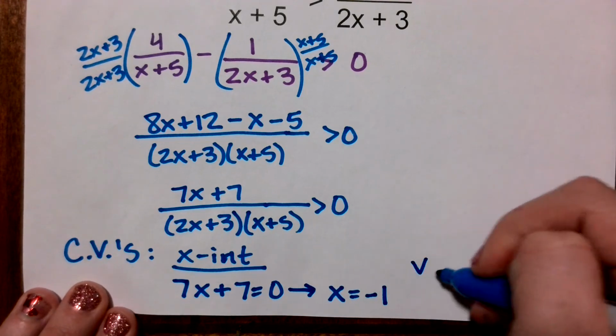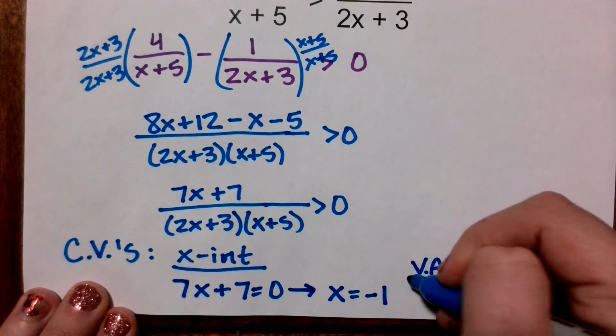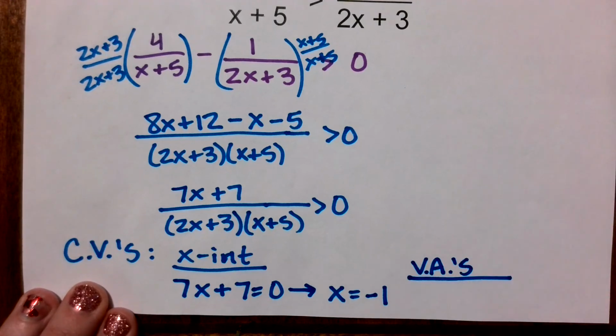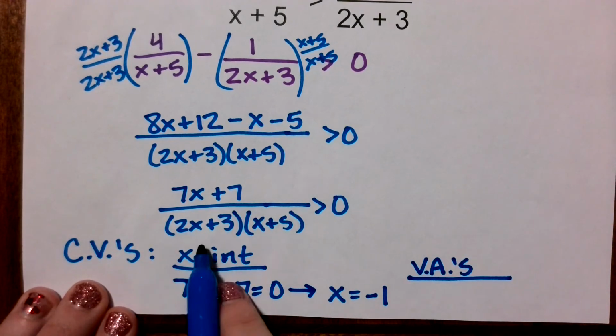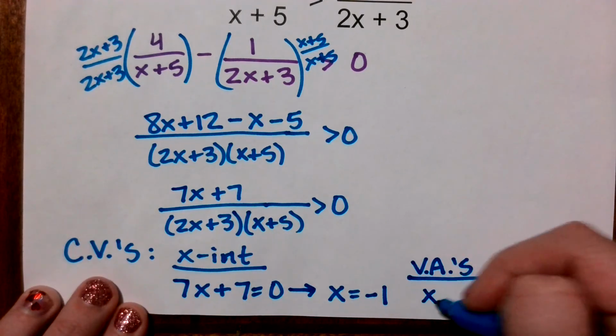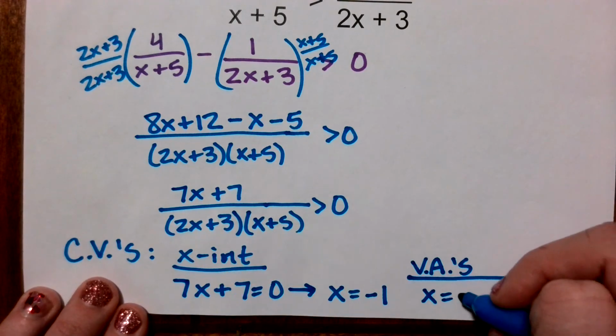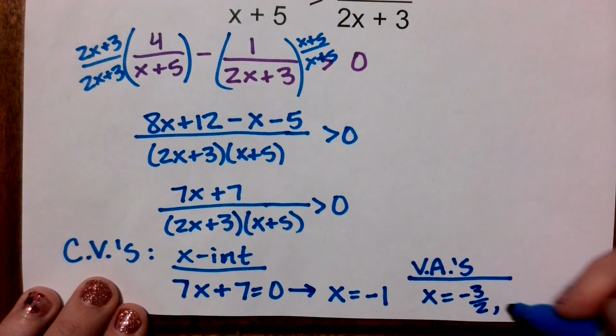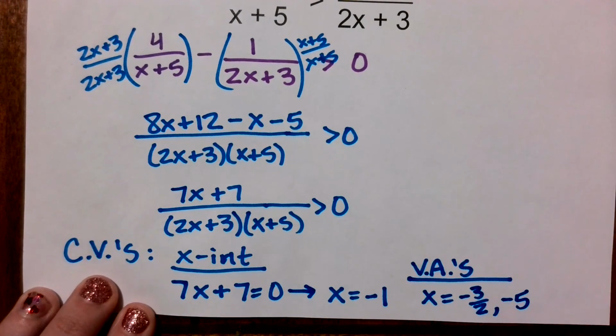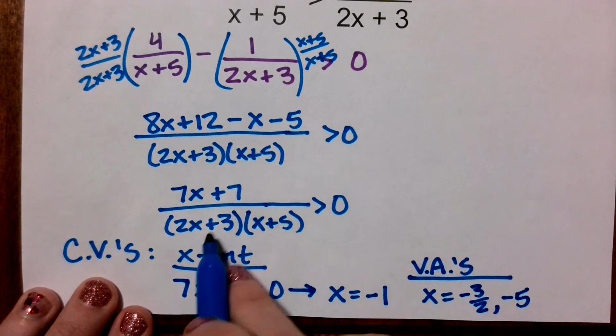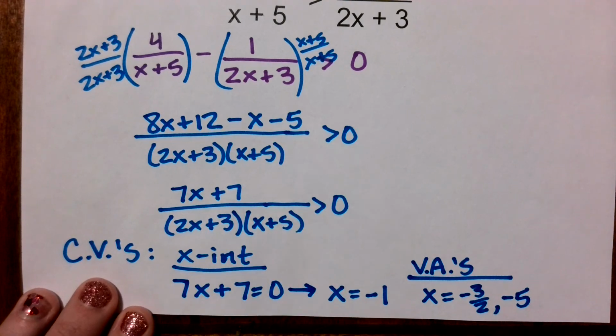And then for vertical asymptotes, we can look in our denominator and see our excluded values would be at -3/2 and -5. Neither of those factors will cancel, so I know they're not holes, they are vertical asymptotes.